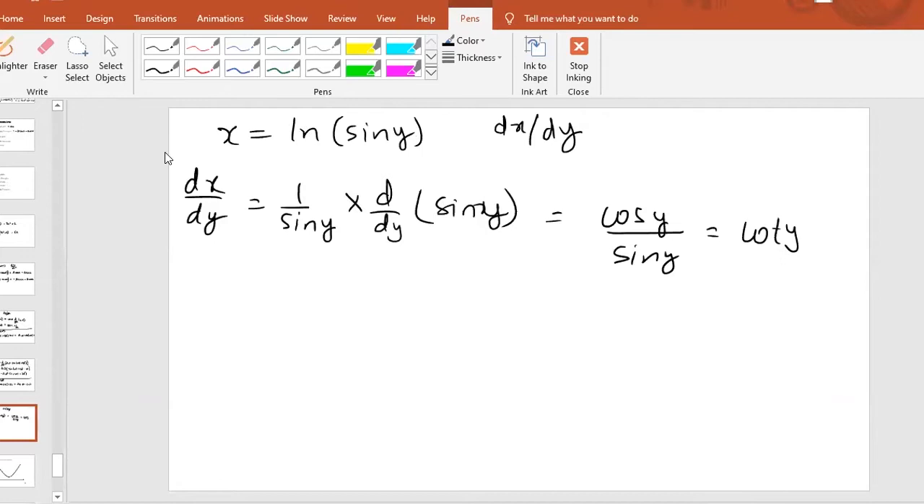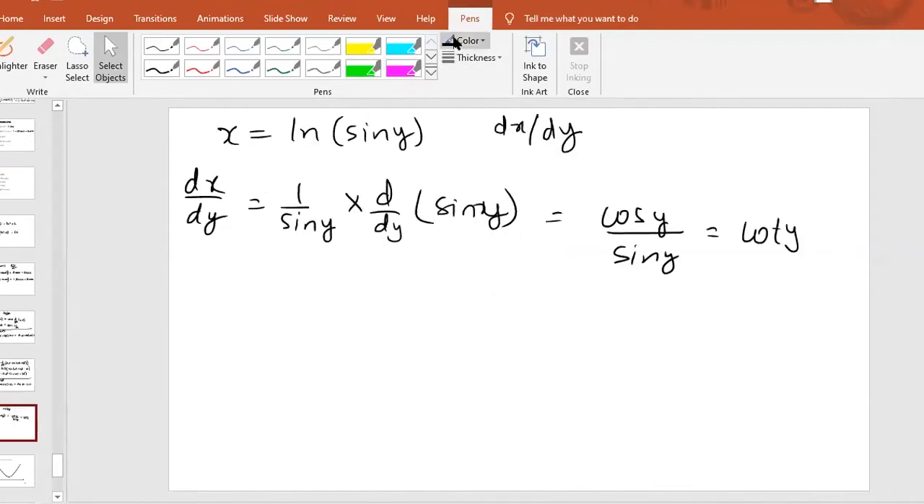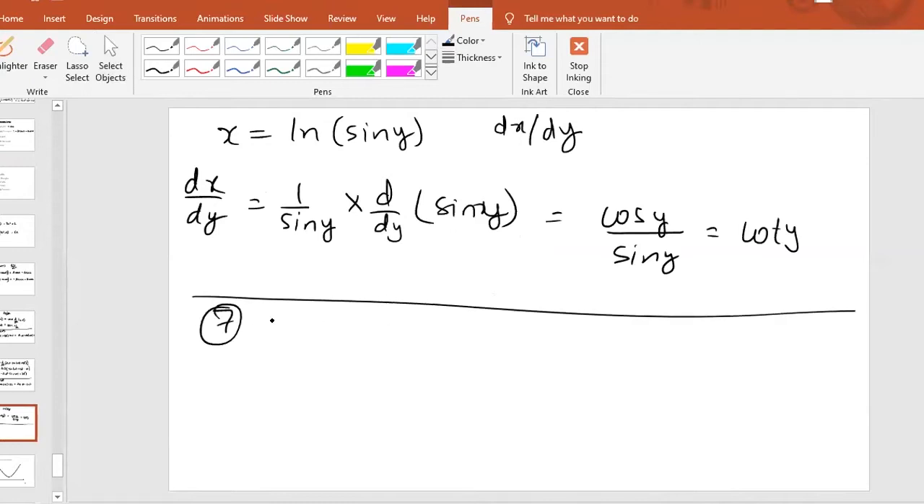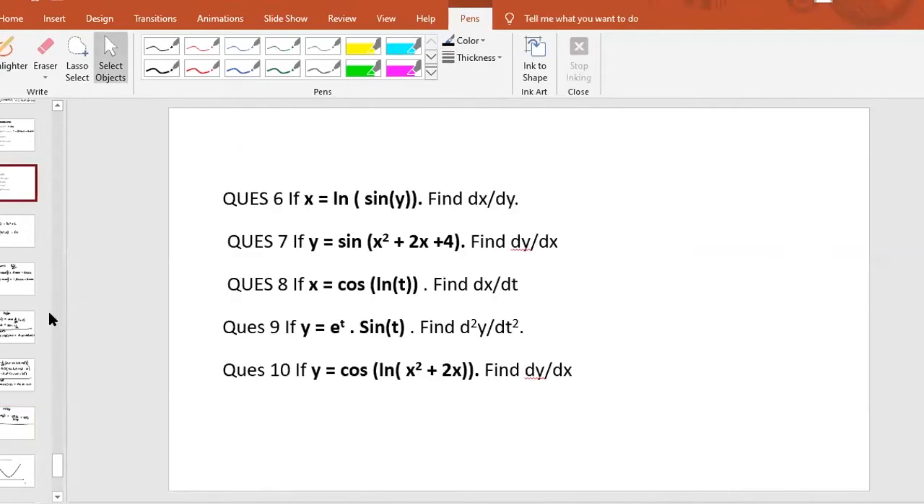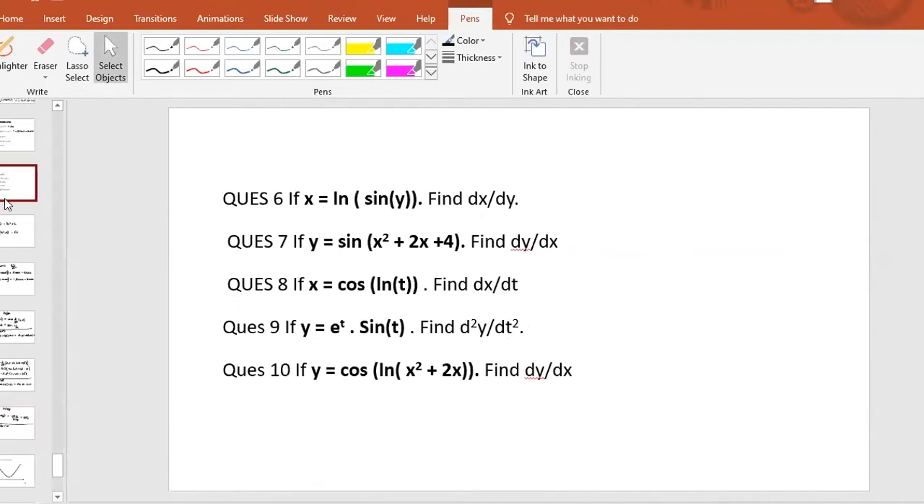Fine. Now question number 7. If y is equal to sine of x square plus 2x plus 4. That is question number 7. Y is equal to sine of x square plus 2x plus 4. And what we need to find? We need to find dy by dx. Simply we have to find dy by dx.